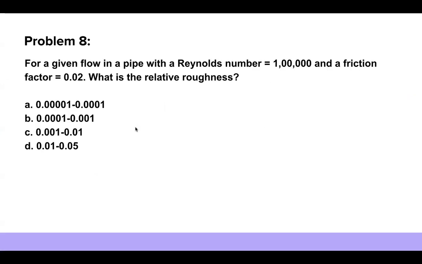Now the next question, it's another way. The friction factor is given to you, and you have to calculate the relative roughness. Reynolds number is also given to you. So I'll give you 2-3 minutes.